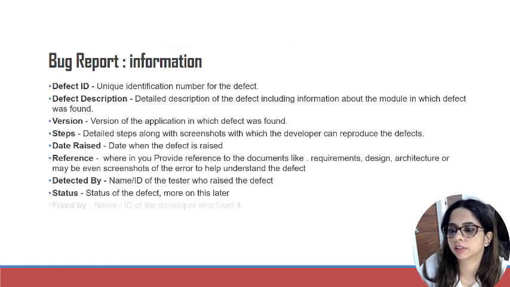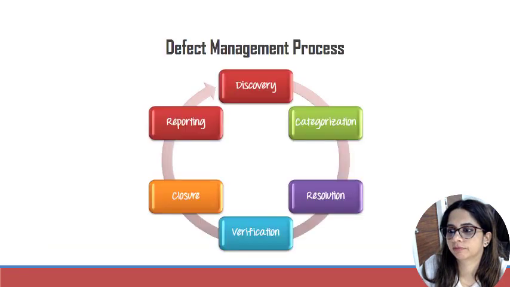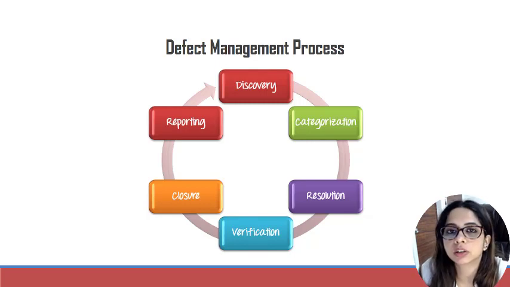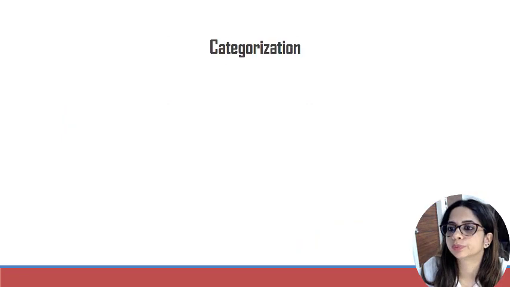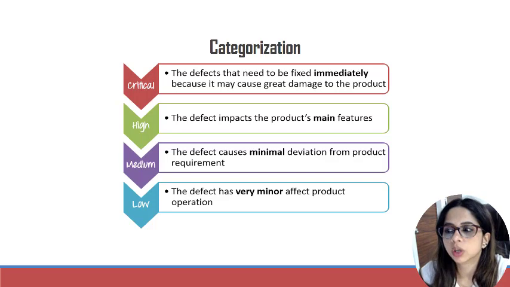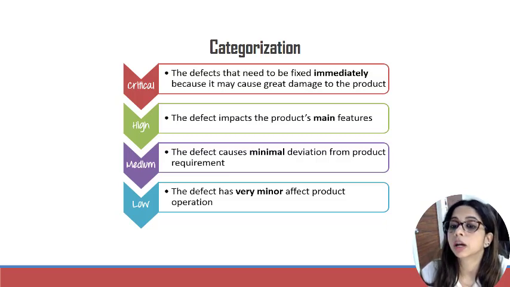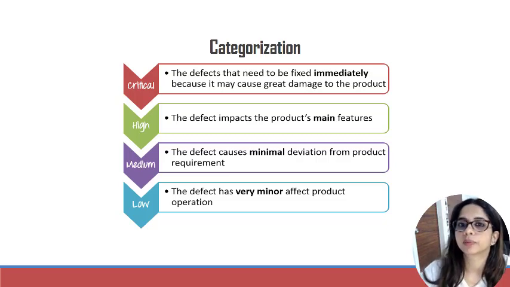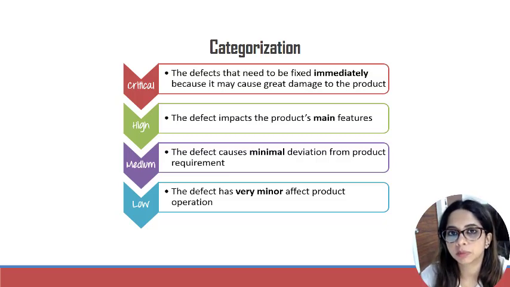Moving forward to the next phase of the defect management process, categorization of defects. Let's see in which categories the defects are segregated. Here we go. Critical, high, medium, low. So the defects have to be categorized into severity and priority, as I mentioned. We will again discuss that, but this can be critical, high, medium, low, or the nomenclature can vary from project to project.